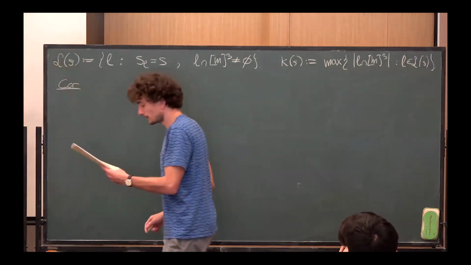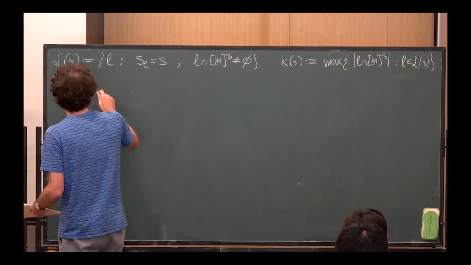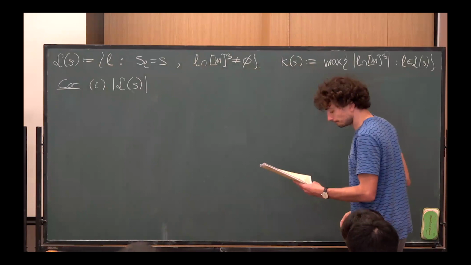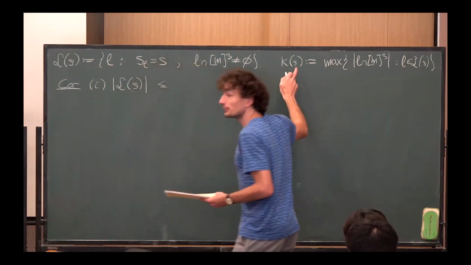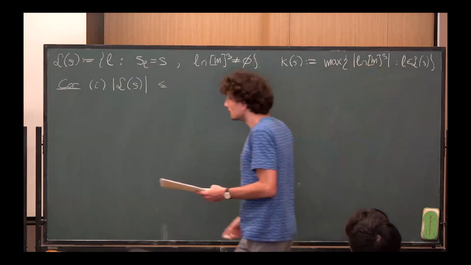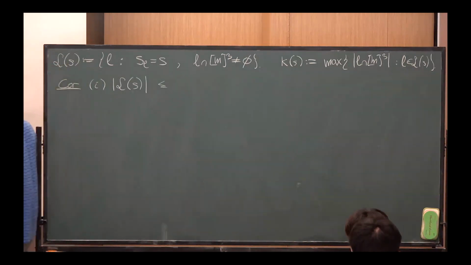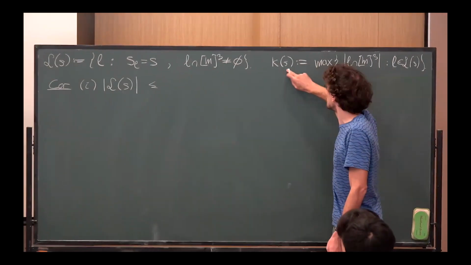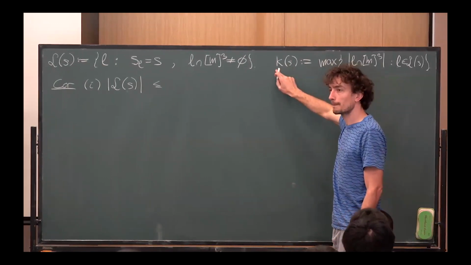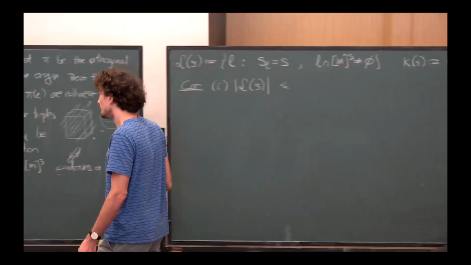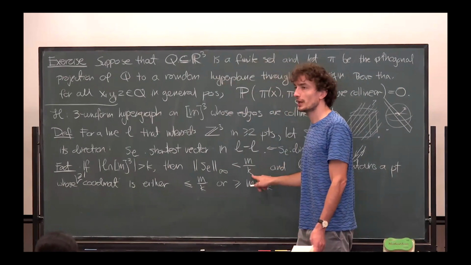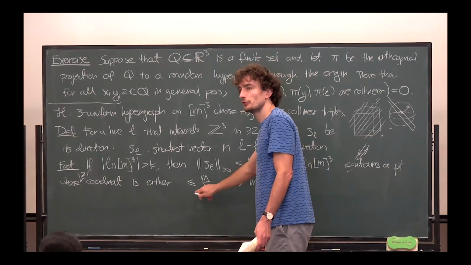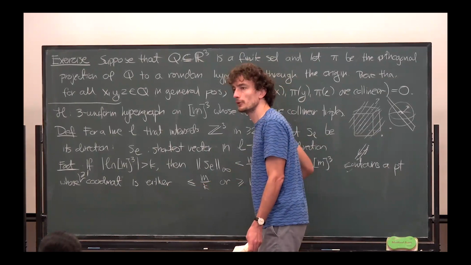So a corollary would be, first of all, we have an upper bound on L of S in terms of this parameter K of S. Take any line in direction S. There is a line in this direction which intersects the cube in K of S points. If it intersects the cube in K of S points, then it means that its L infinity norm of S is at most M over K. And also, at least one of the coordinates of some point in the line in the box must be close to the boundary.